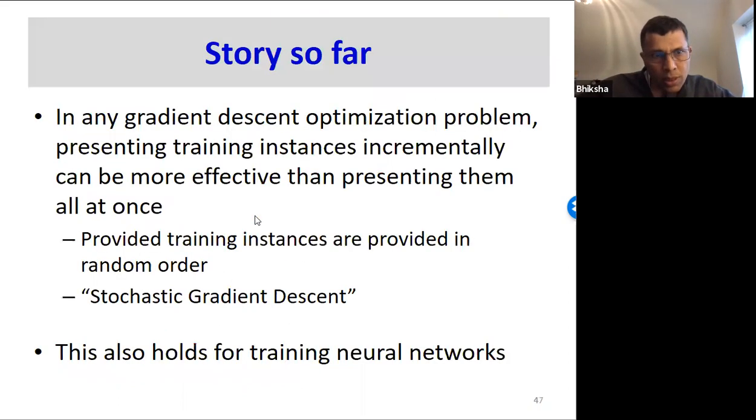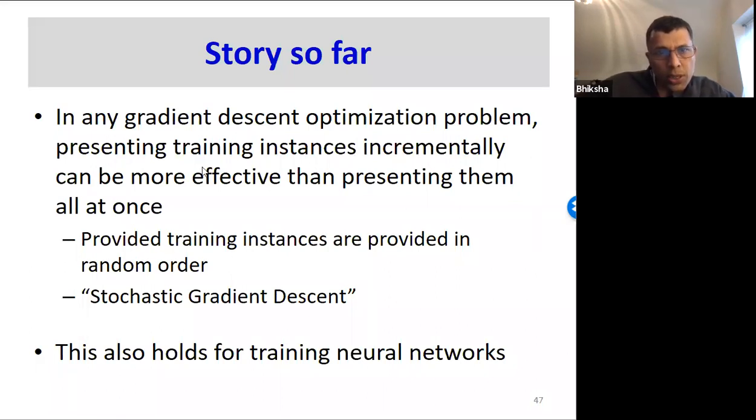And so the story so far, in any gradient descent optimization problem, presenting training instances incrementally can be more effective than presenting them all at once, but only so long as the training instances are provided in random order. And this is not specific to neural networks. This is for any kind of function that you're trying to learn. So obviously it also holds for neural networks, which are just functions, as we saw.